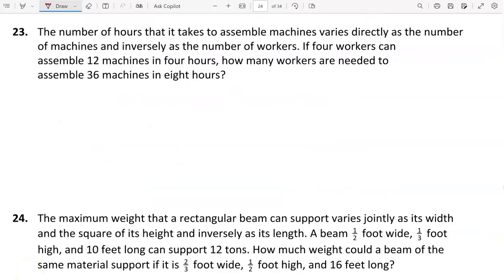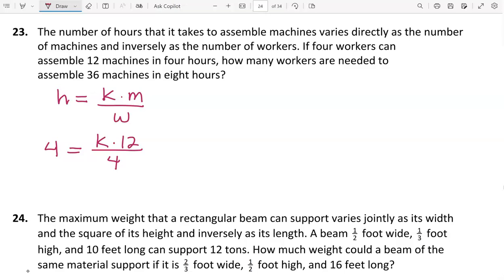In 23, the number of hours that it takes to assemble machines varies directly as the number of machines and inversely as the number of workers. So let's let H equal the number of hours that it takes to assemble machines, varies directly, equals K times the number of machines, let's let that be M, and inversely is the number of workers, so divided by W for the number of workers. We know that if there are 4 workers, so that's the value of W, that they can assemble 12 machines, so that's the number of machines. We don't know the value of K, and 4 is the number of hours.